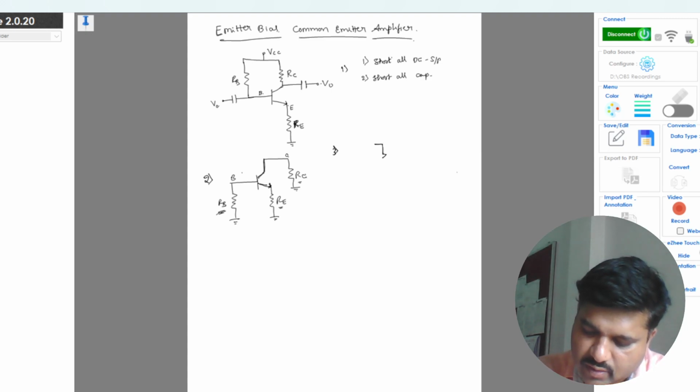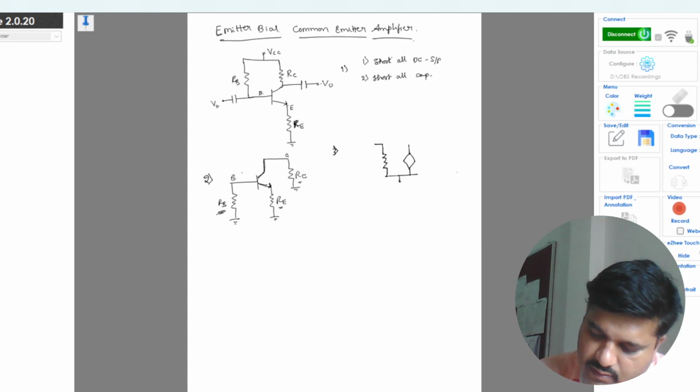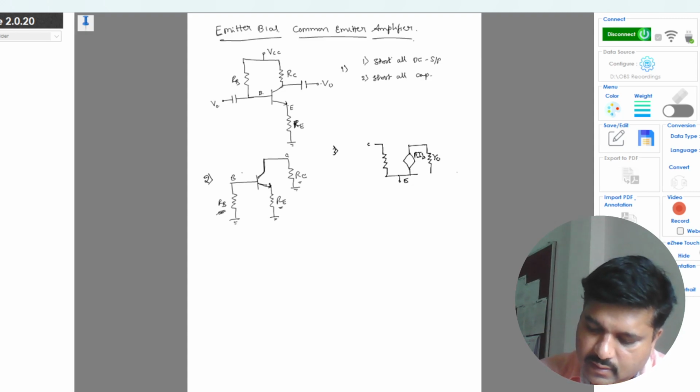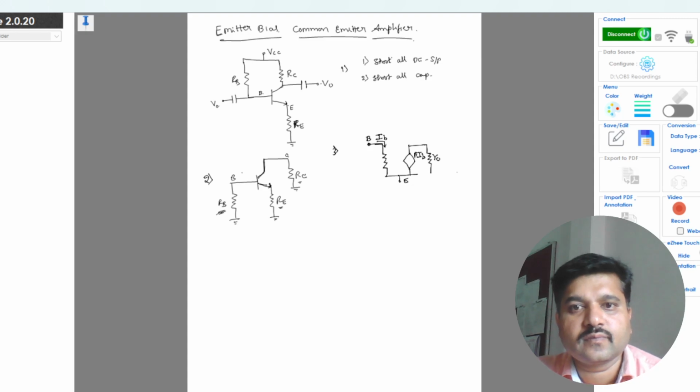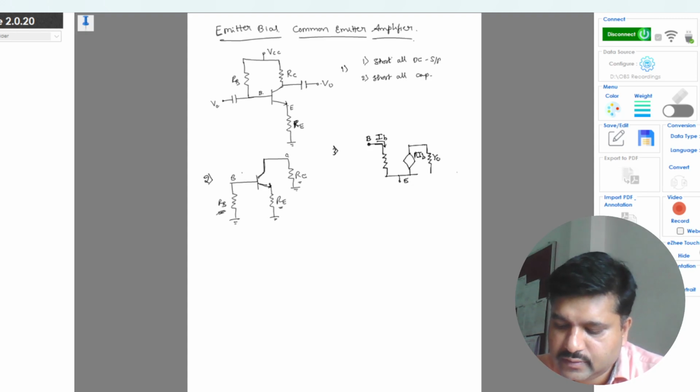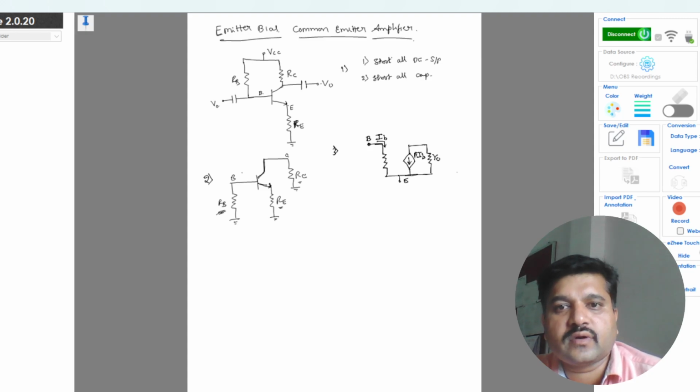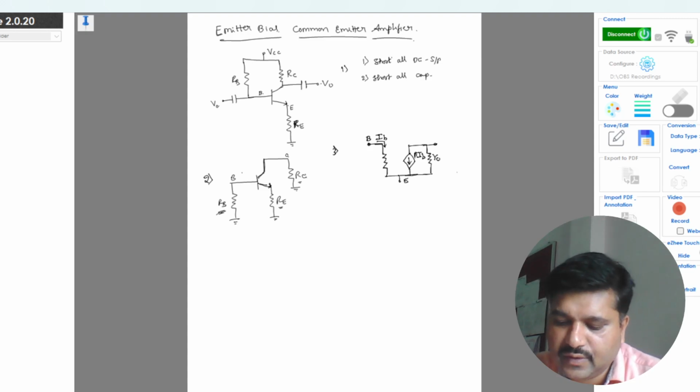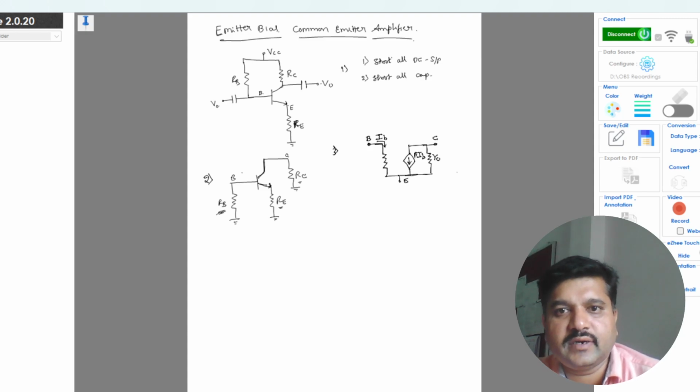To draw the small signal model, I will draw it only for the transistor initially. So this is the emitter, this is R0, this is beta IB, and this is the base, and this is my input current IB. This is my small signal model for the transistor only, where you have three terminals: collector, base and emitter.